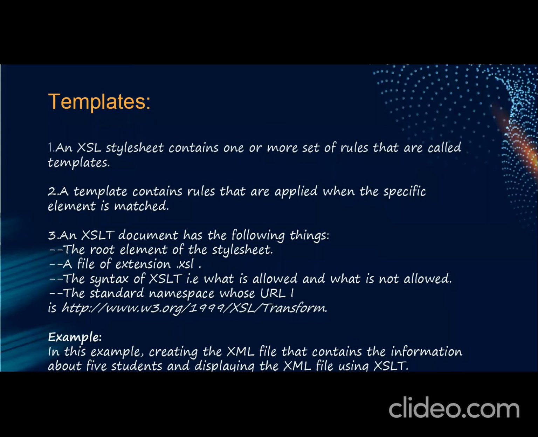An XSLT document has the following things. The first one is the root element of the style sheet, a file with extension .xsl, the syntax of XSLT, and the standard namespace with the URL. Below is an example of an XML file. Next slide.